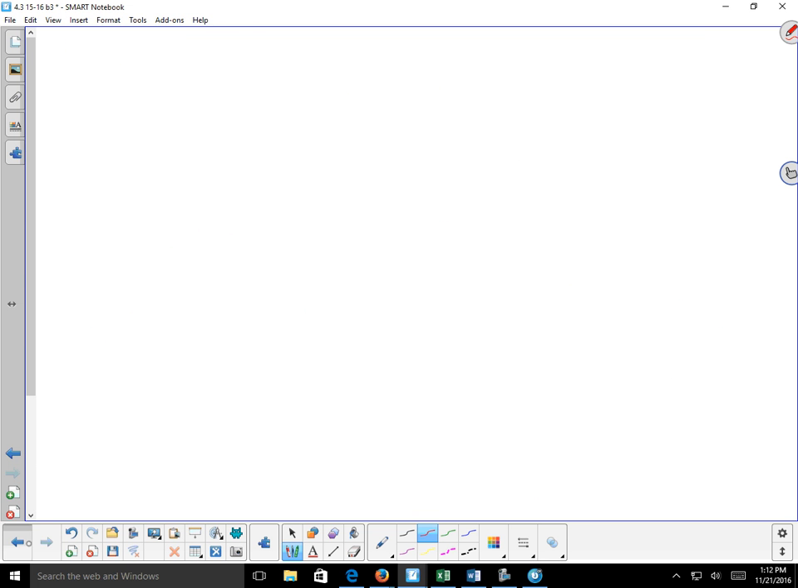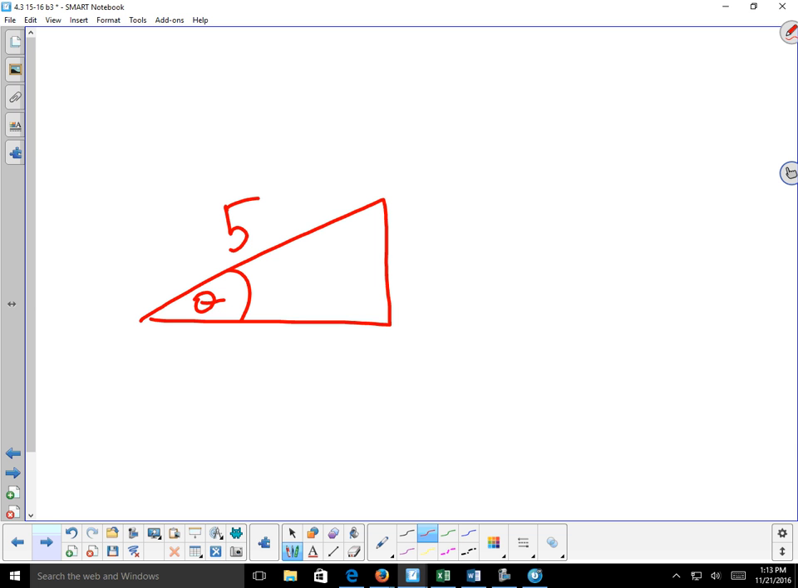I have another example. No, that's it. Let me make up one real fast for us. Let's say I had theta here, and let's say this side is, let's go with 5, and let's say this side is 4. Can you tell me what's this angle theta in this case? How would you go about setting this up? Hannah?